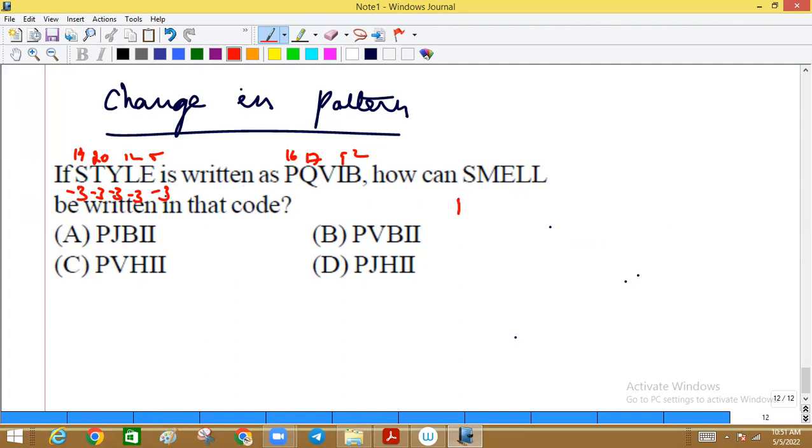S minus 3 is P. M minus 3 is J. M means how much? 13. 13 minus 3 is 10. E is 5. 5 minus 3 is 2, so B. L is 12. 12 minus 3 is 9. 9 is I. L 12, 12 minus 3, again 9. So your answer is PJBII. Option A is the answer.